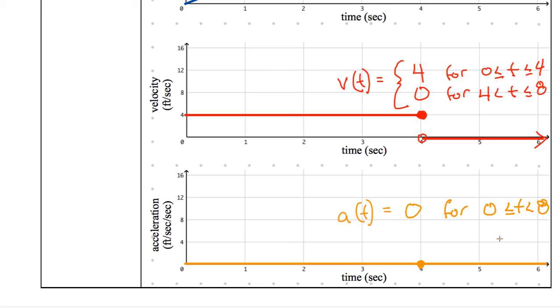So I just made it up. I just decided that we would end at 8. If I said that it went on to infinity, then the answer would just be a of t is equal to 0 for all values of t greater than 0.